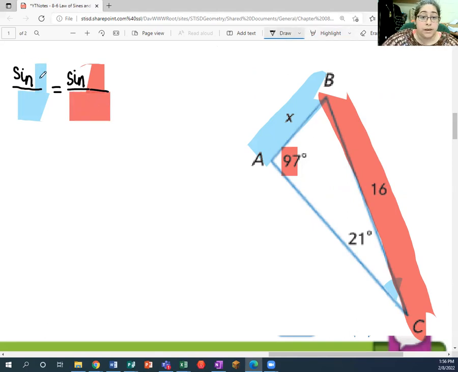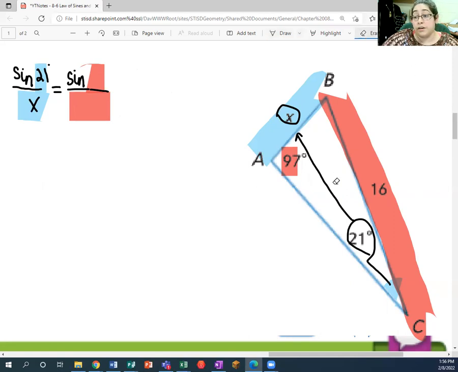Okay, so here's the angle that I colored in blue, 21 degrees. So I'm going to put 21 here as degrees. And then the side opposite this angle is here, and that's given to me by the variable x. So I'm going to put an x. And now I'm going to look at the other angle. The other angle is this 97 that I did in red. So I'm going to write 97 here as my angle measure. And then the side opposite that angle is this one, 16.